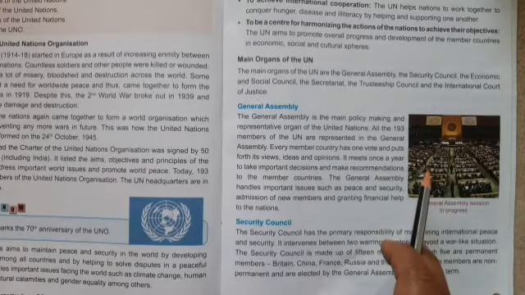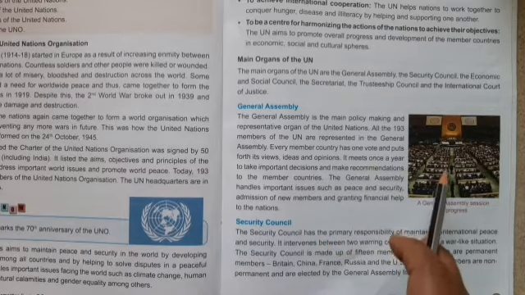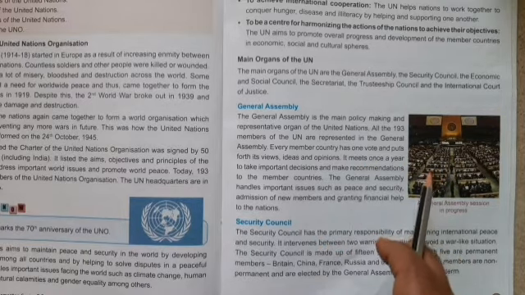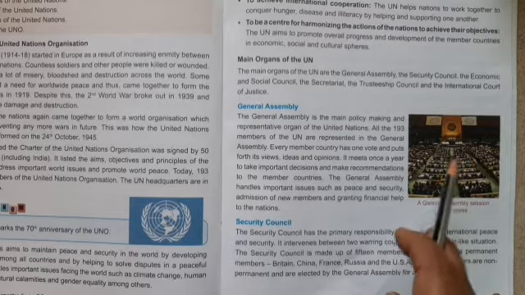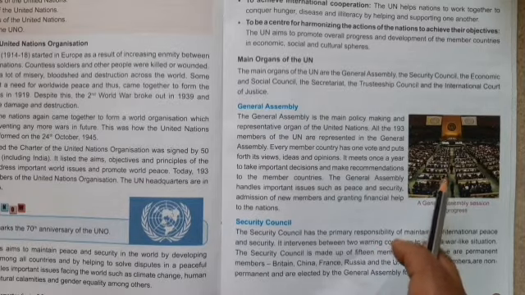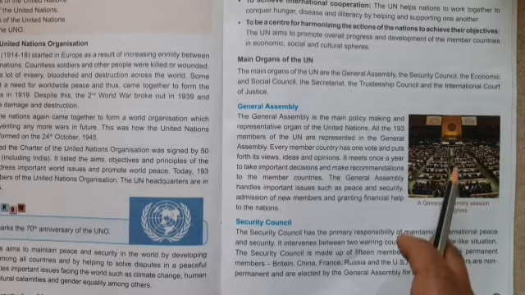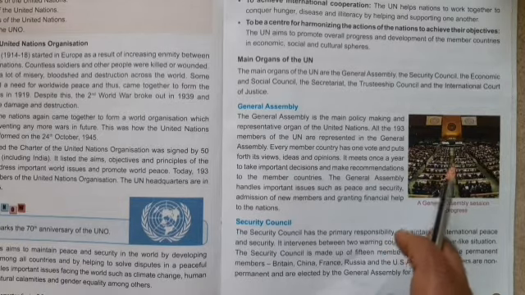The General Assembly is the main policy making and representative organ of the United Nations. All 193 members of the United Nations are present in the General Assembly. Every member country has one vote and puts forth its view, idea and opinions.